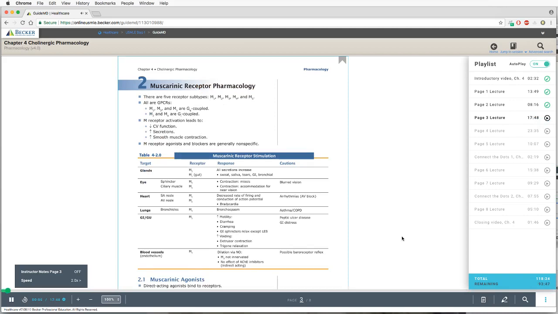Well, let's first explore muscarinic receptor pharmacology. Muscarinic receptors exist in 5 different flavors. Label them 1, 2, 3, 4, 5. All of them are G-protein coupled receptors. But I need to have an idea on my exam as to what type of G-proteins we're talking about. M1, 3, and 5 are Gq coupled. M2 and 4 are Gi coupled.